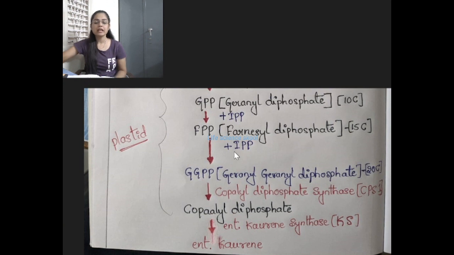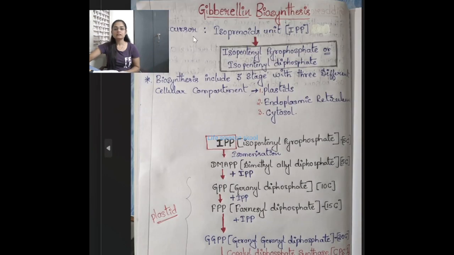This GGPP is converted into copalyl diphosphate by an enzyme called copalyl diphosphate synthase, and then later this copalyl diphosphate is converted into ent-kaurene by an enzyme called ent-kaurene synthase. All this process is going to take place in the plastid. It is going to start in the plastid. So you have to remember that is the first stage.